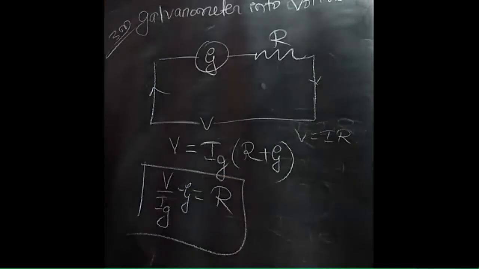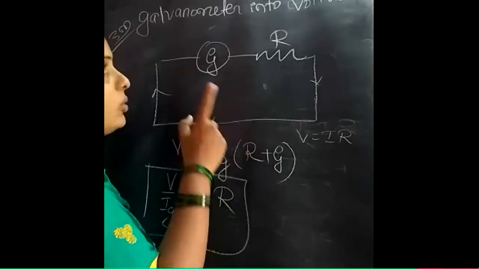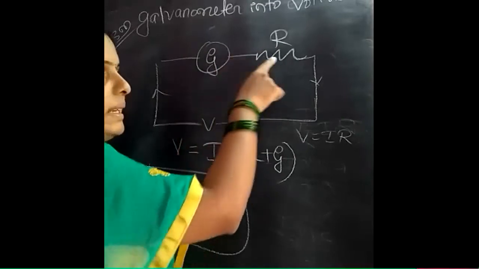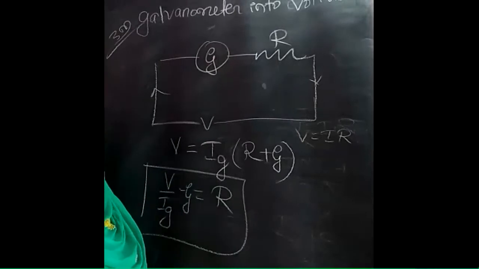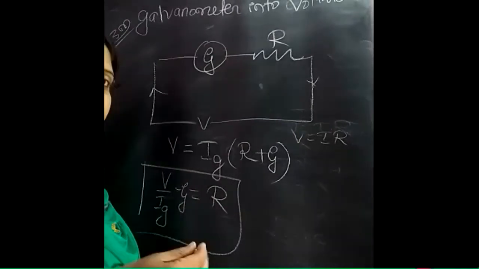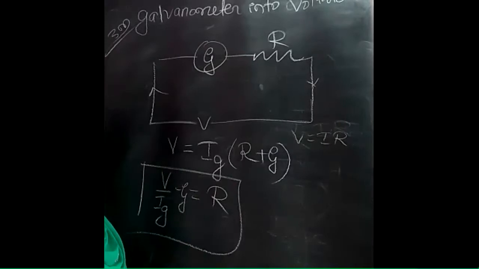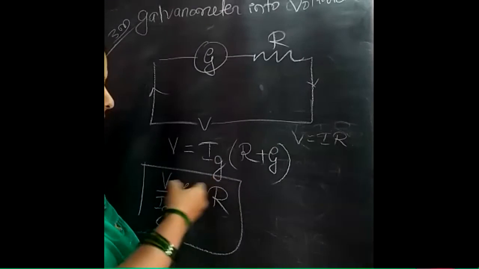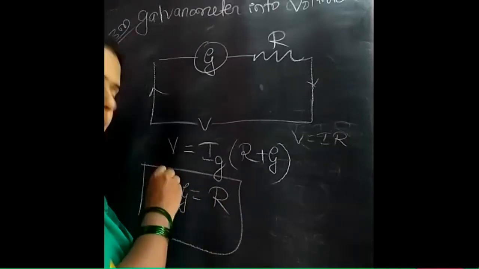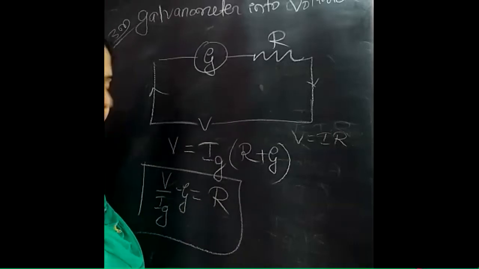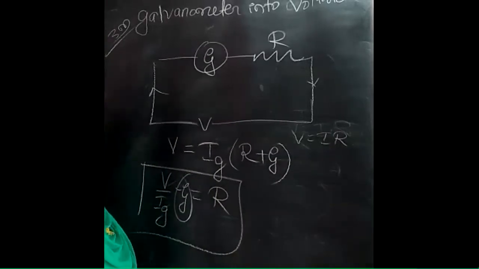So how can you convert? You can convert a galvanometer into an ammeter by connecting a low resistance in parallel to the galvanometer. How to convert a galvanometer into a voltmeter? By connecting a high resistance in series with the galvanometer. So S is equal to Ig divided by (I minus Ig) into G, that is the small resistance in case of an ammeter. And here, the high resistance value is V divided by Ig minus G, where V is the potential difference, Ig is the current through the galvanometer, and G is the resistance of the galvanometer.